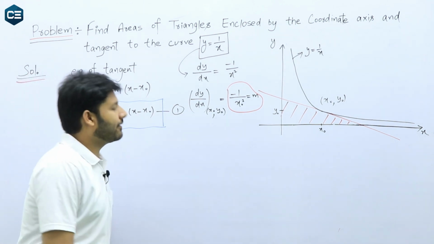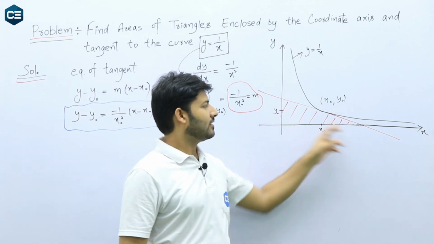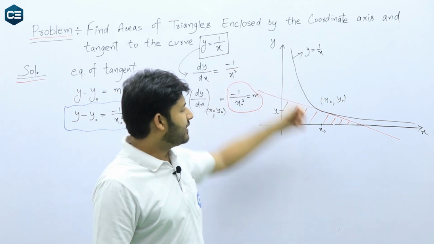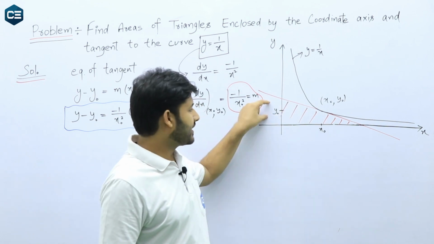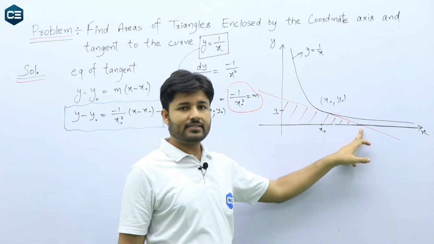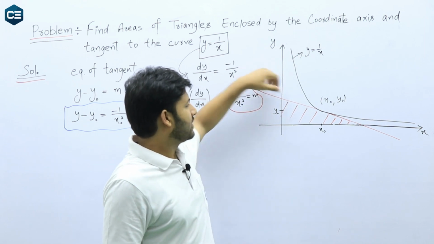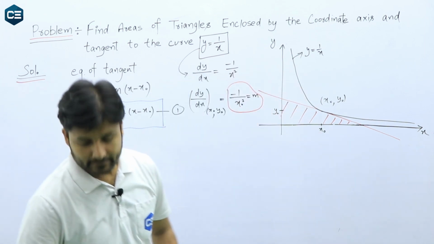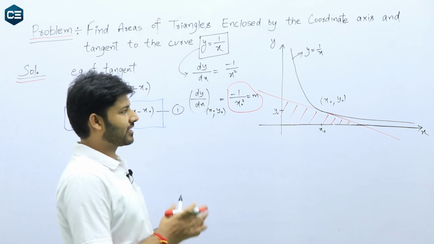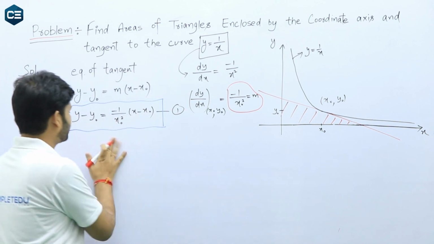So now, how can we find the area of this triangle? We need to find the base of the triangle and the height of the triangle. For the base, we need to find this intersection point, and for the height, we need to find this point. Okay, that's more like a geometry problem now, or a little bit of algebra.